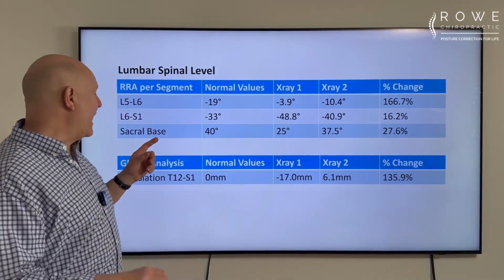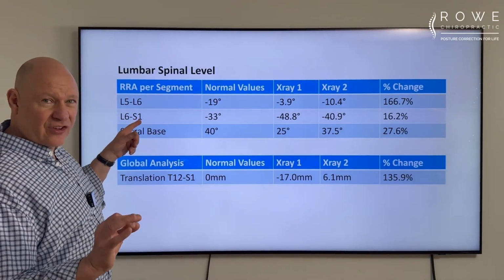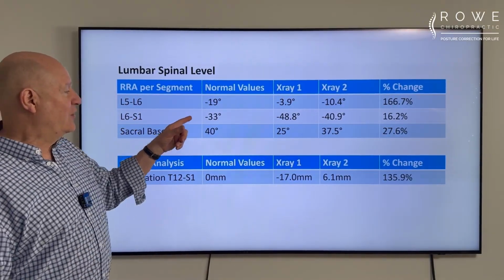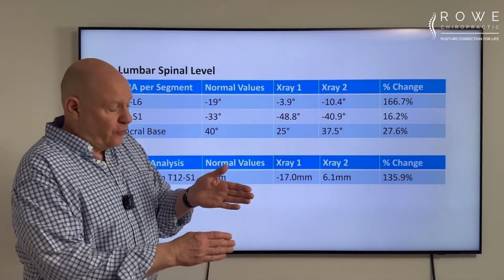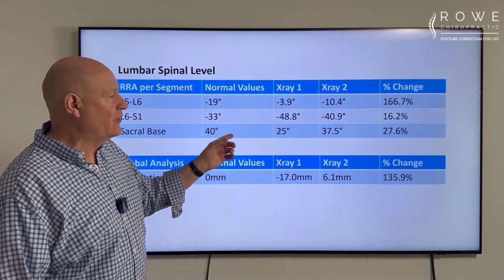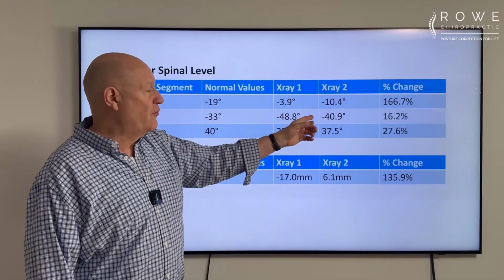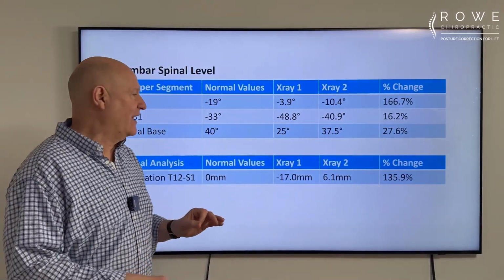Let's look at the very bottom disc between L6 and S1. S1, once again, that's the sacrum, that's part of his pelvis. It's supposed to be minus 33 degrees in this situation. He was at minus 48. It's too much curve. He's actually pinching there. When we did the corrective care, he reduced it to minus 40.9, a nice change, a 16% improvement, fantastic.